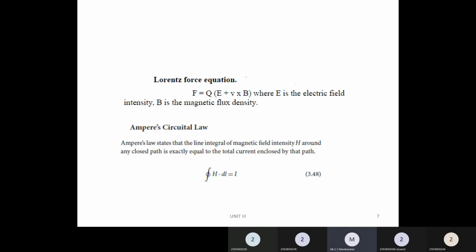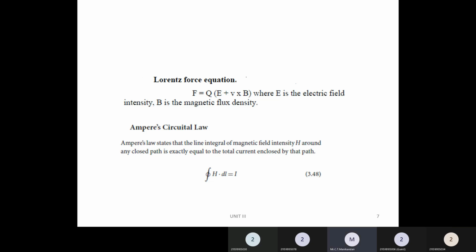The next one you'll be seeing is Ampere's law. According to Ampere's law, the line integral of magnetic field intensity around a closed path is equal to the total current enclosed by that path.